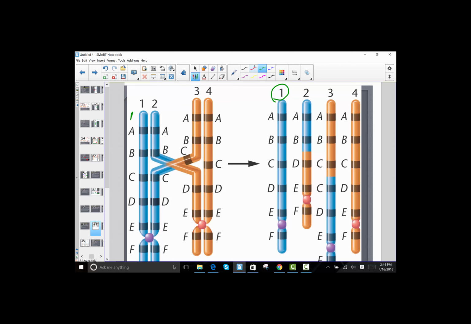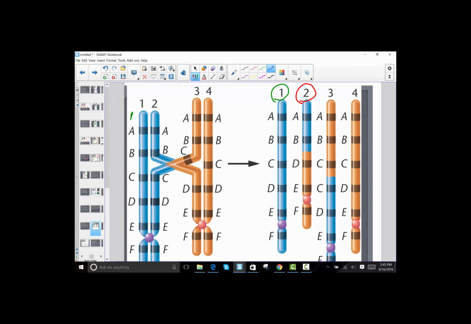Okay, and then if we look at this, we have this particular chromosome, so 2 is now doing this. Okay, so now for chromosome 2, we now have A, B, and then it's going to cross here, D, E, and F. Okay, so now we have an abnormal chromosome that only has A, B, D, E, and F. Okay, so let's get rid of this one.